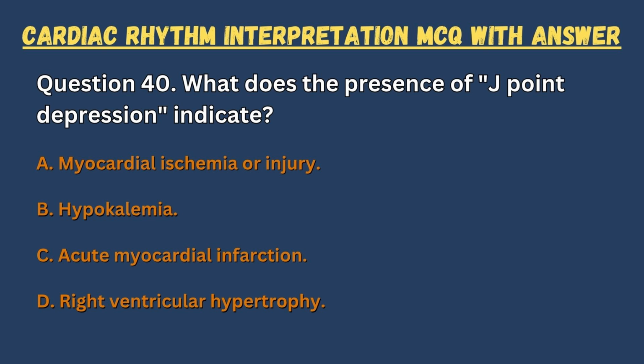Question 40. What does the presence of J-point depression indicate? A. Myocardial ischemia or injury. B. Hypokalemia. C. Acute myocardial infarction. D. Right ventricular hypertrophy.